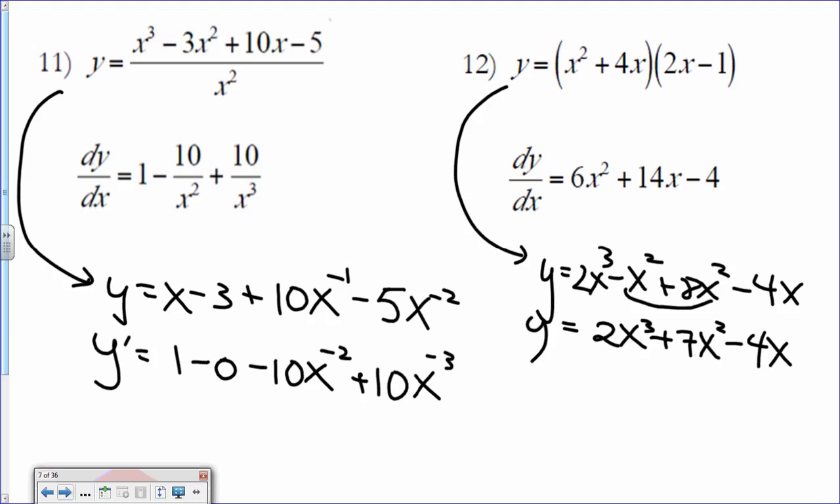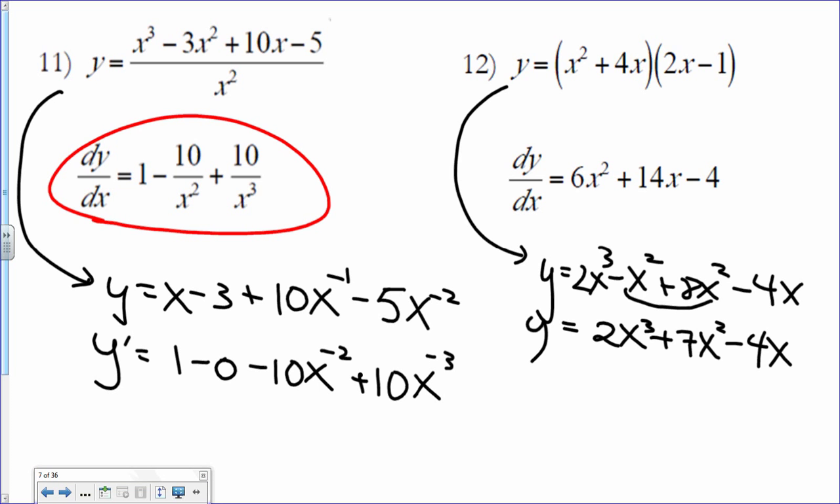11. This is another one of those. Before you're going to be able to take the derivative, you want to divide every term by x squared. So x cubed over x squared, that's x. Minus 3x squared over x squared, minus 3. Plus 10x over x squared, 10 over x, or 10x to the negative 1. Minus 5 over x squared, that's minus 5x to the negative 2. Then you can take the derivative term by term. It's only if it's a sum or a difference that you can take the derivative term by term. And once you have the derivative, just rewrite it. Voila.